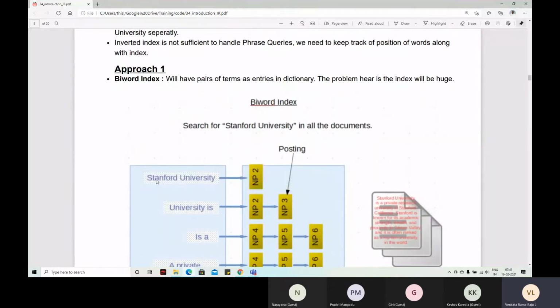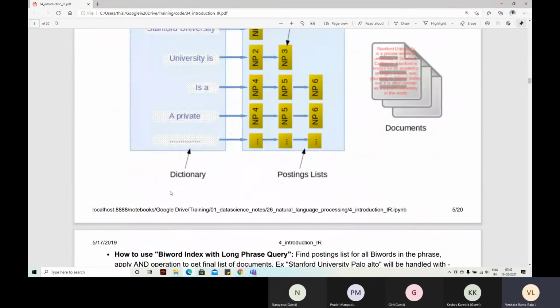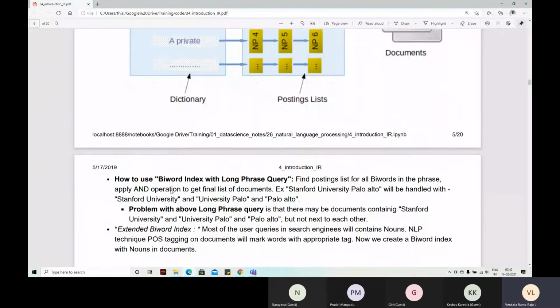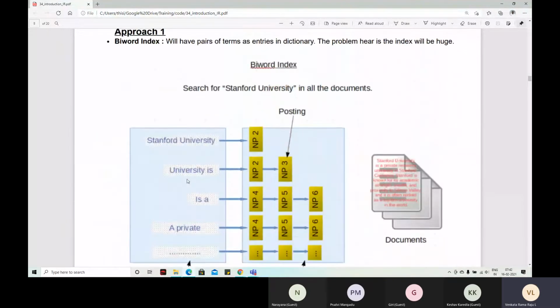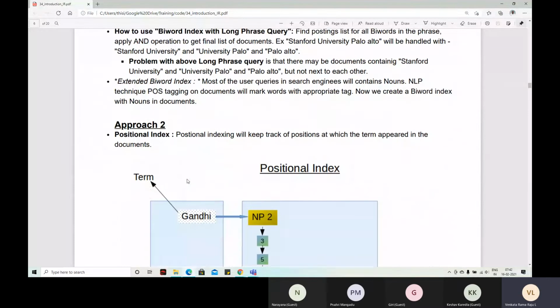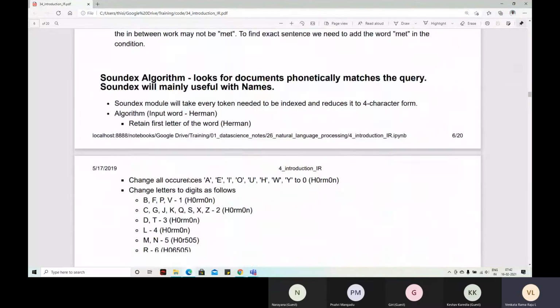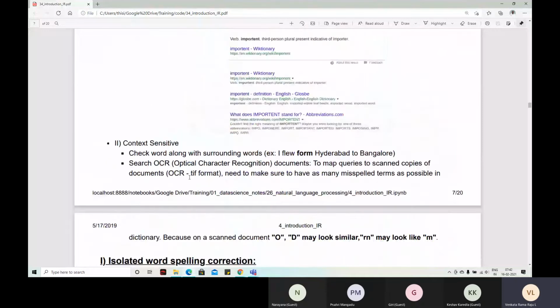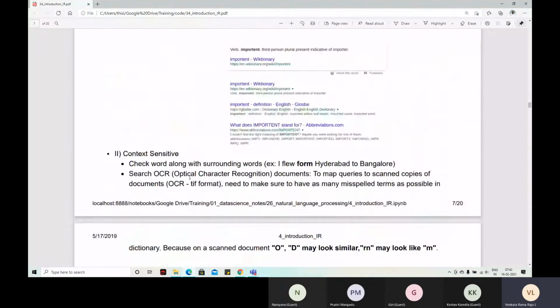The biword index will solve the Stanford University problem, but if you want to find Stanford University Palo Alto, the index should be four words. So this is not possible. You cannot build biword, triword, and four-word indexes for every problem. So that's where we looked into the ranked retrieval model.